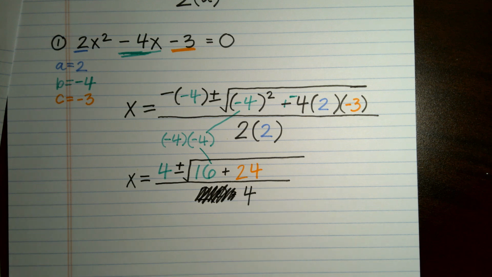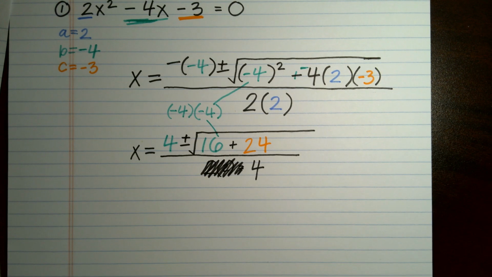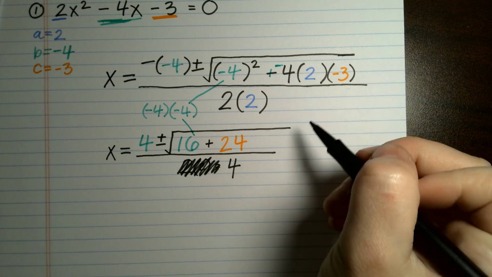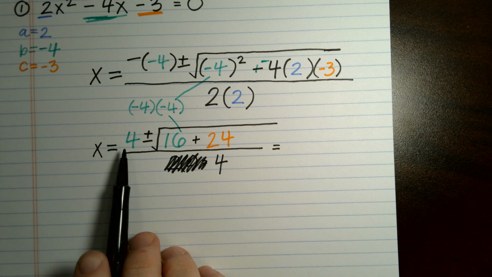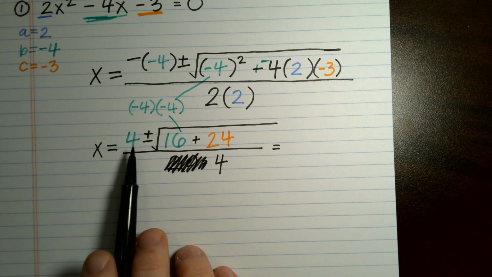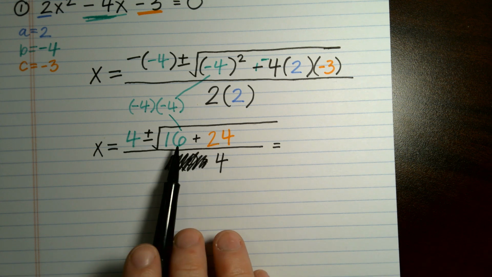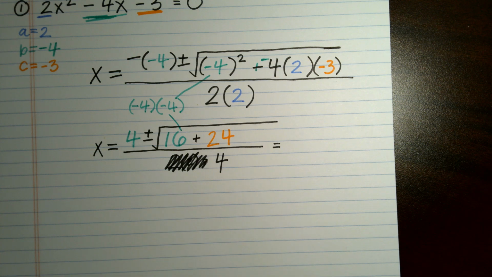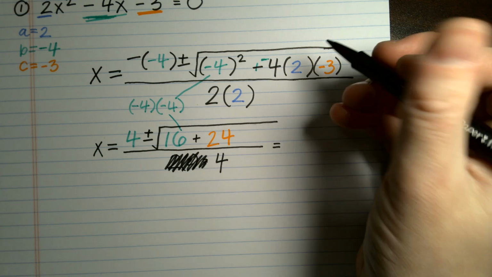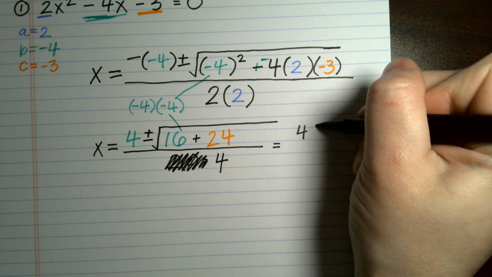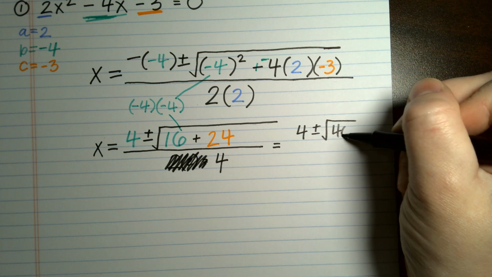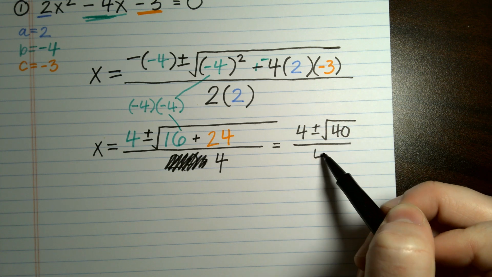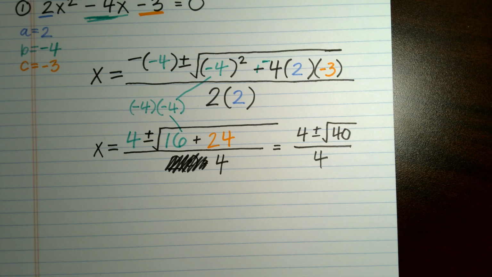Before we go to the next step, do we get this? Good. Okay. So let's simplify even more. I'm just going to write it to the side here. I can't simplify my 4 really yet. Plus or minus is going to stay. I got 16 plus 24. What's that going to give me? 40. So let's rewrite it. I've got 4 plus or minus the square root of 40 divided by 4. Okay, that's where we are now.